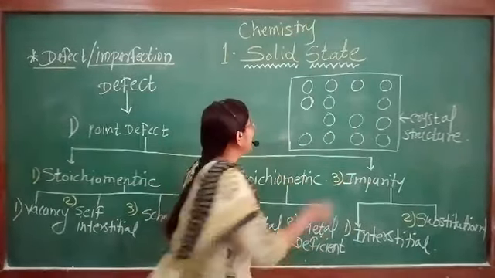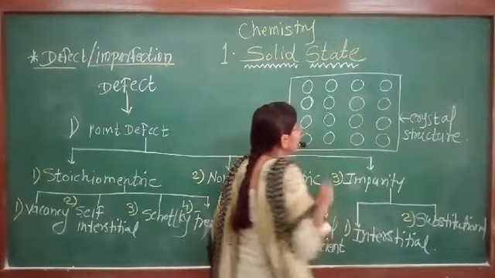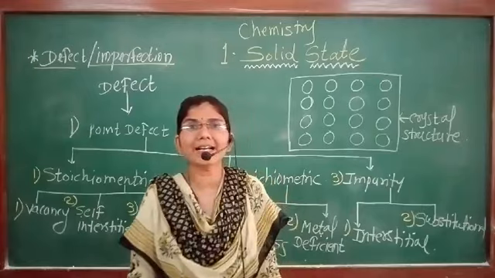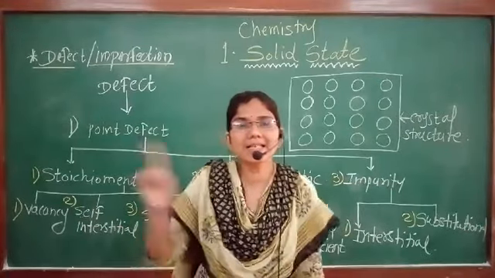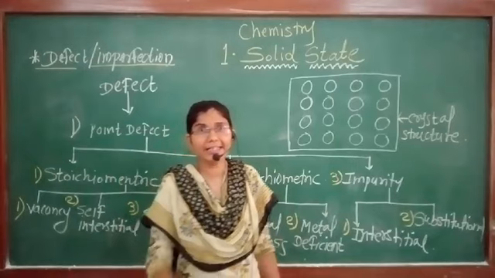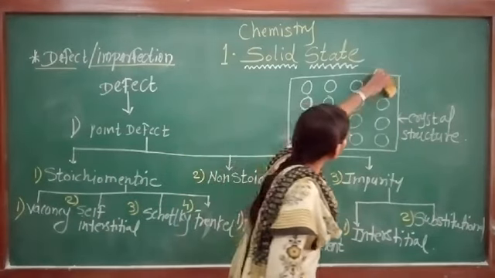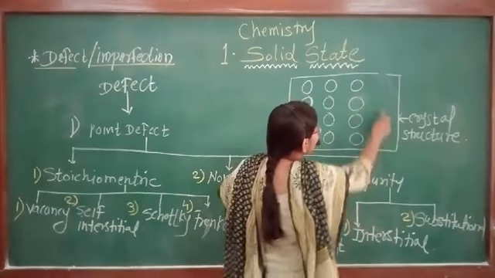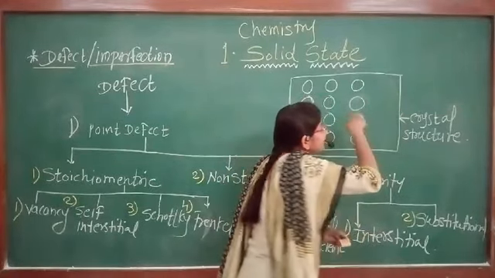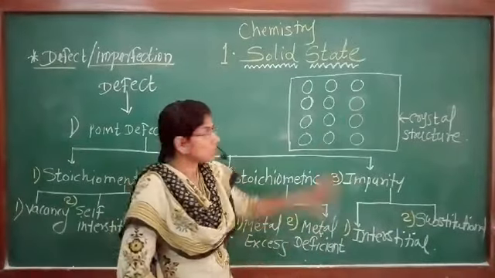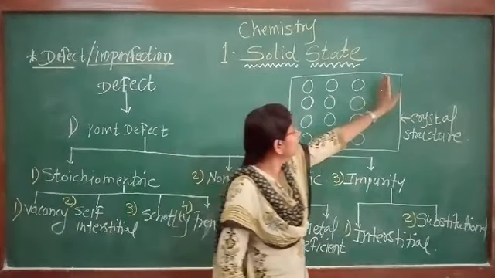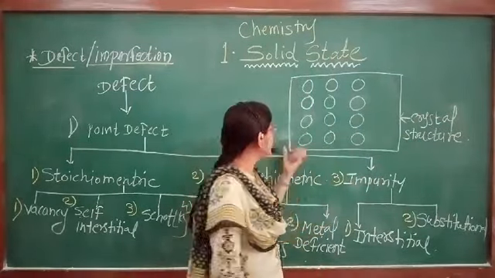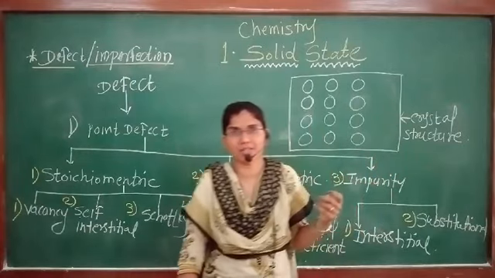But in a line defect, suppose this is a crystal structure, what is meant by line defect? A line defect arises due to the missing of any one line, any one row, and therefore it is called a line defect, because there is a missing of one line, one row in this crystal structure. Suppose this is a whole crystal structure and a whole line is missing, because this is a similar row arranged in the crystal structure.